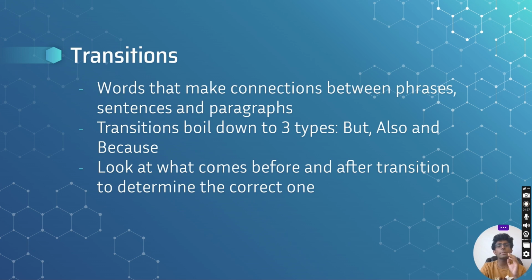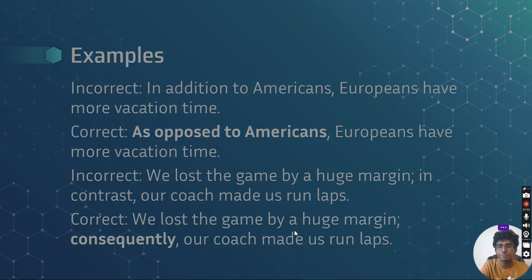And then obviously you should be able to substitute the transitions in the answer choices and be able to have the passage still flow correctly. You want to look at what comes before and after the transition to determine the correct one, again knowing what type of transition it is out of the 3, and understanding what the transition should do. Like, is it because the clauses are different? Is it because the second clause is an effect of the first clause? Or is it because they're connected in some way?